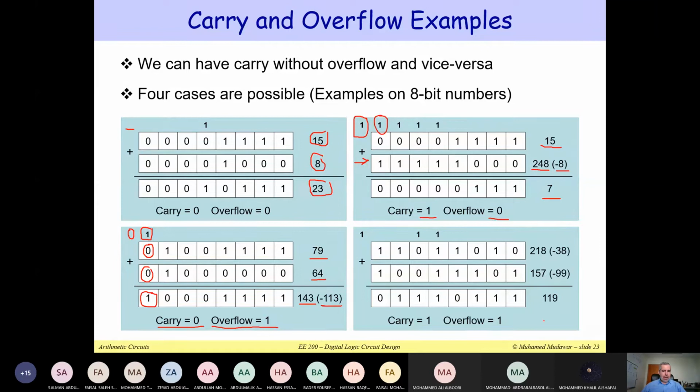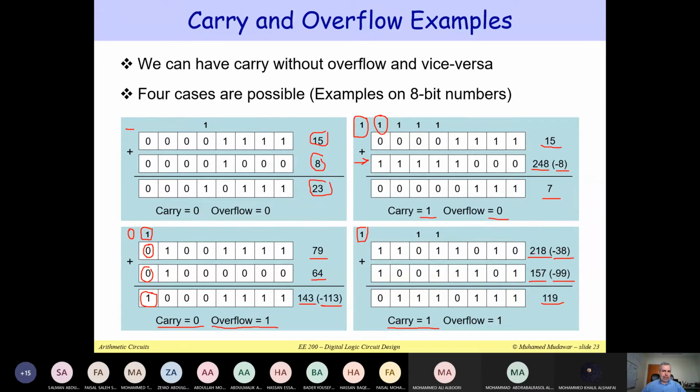The last example, I have carry and I have overflow. So if you look at the first number, it is 218 if it is unsigned, it's -38 if it is signed. The second number can be 157 or -99. Now, when you add them, you get this number here in binary, which is 119. Now, notice that there is an output carry, which is shown here. That's actually carry is equal to 1, indicating that my unsigned sum is out of range. So 218 plus 157 should give me a number which is larger than 119.